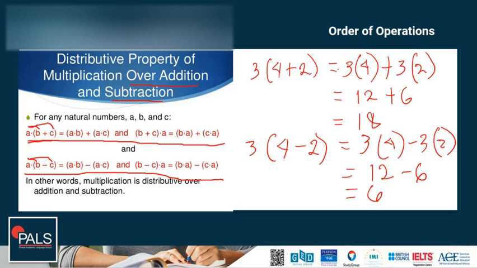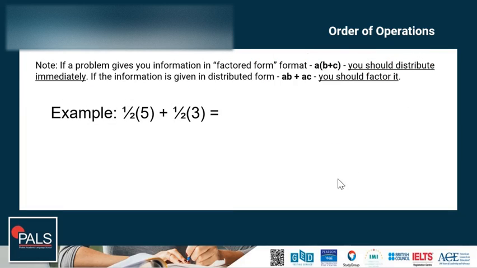If a problem gives you information in factored form or factored format, like A times B plus C, you should distribute it immediately. Okay, take note, you should distribute it immediately. If the information is given in distributed form, like AB plus AC, you should factor it. Now let's try the example below.